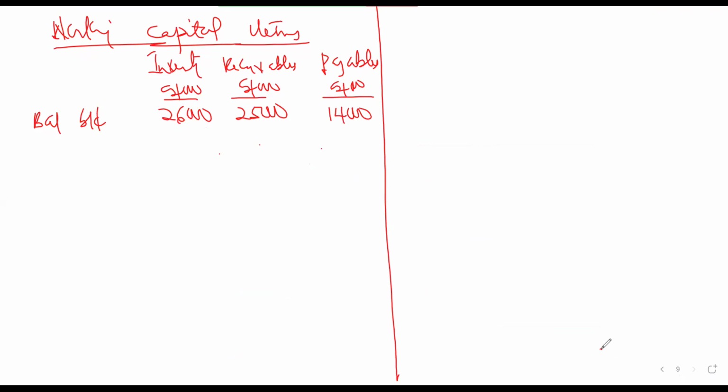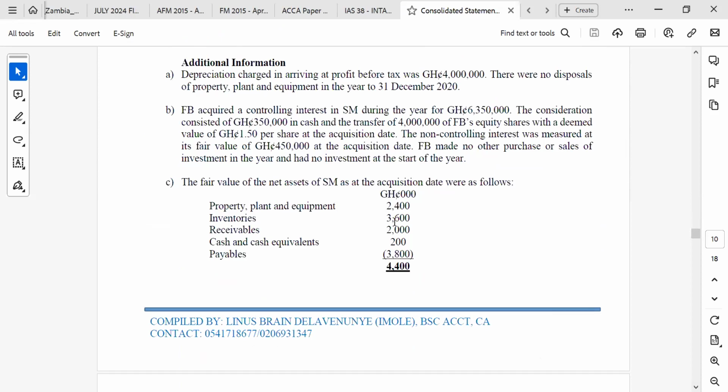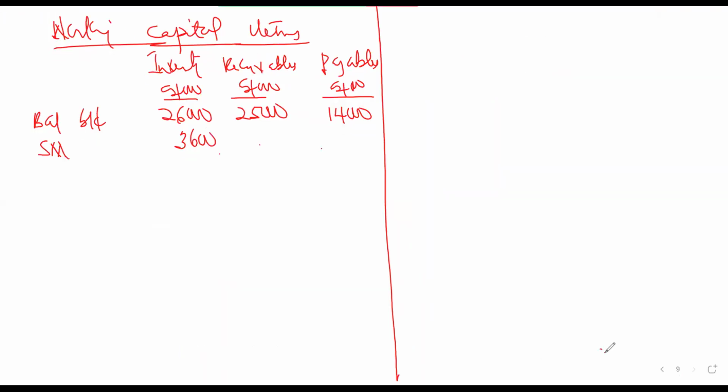Okay. This is for the parent before the acquisition of the new subsidiary. So you bring the subsidiary figures here. Okay, this has been done during the year. So this will be included in the current year figures. So let's go to the subsidiary's net assets. Inventory for them is how much? 3,600. So we have the 3,600. I'm sure receivables is 2,000, and the payables is 3,800, isn't it?